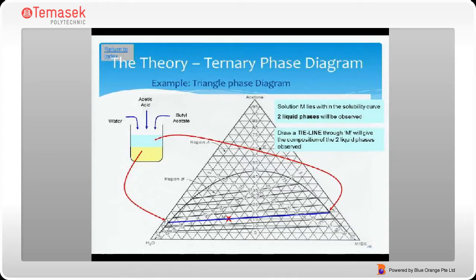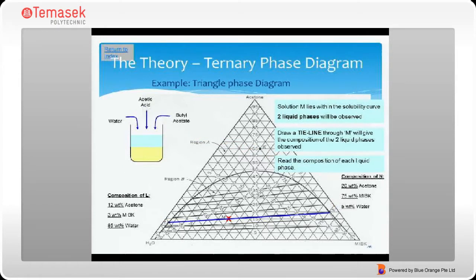You can already observe that acetone is more soluble in the MIBK phase than the water phase based on the compositions. Read off the composition at L. This will become the composition of the water-rich phase. Read off the composition at N. This will be the composition of the MIBK rich phase.